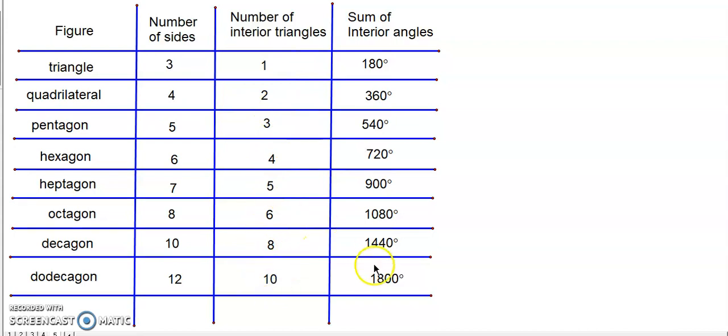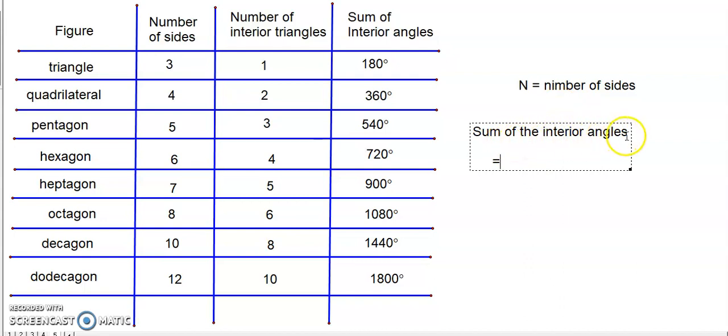So what do we do with this number of triangles? Well, each triangle is 180, so we multiply that by 180. So 1 times 180, or 2 times 180, or 3 times 180. So that is our rule. Our rule is going to be n is the number of sides. So if n is the number of sides, then the sum of the interior angles will be the number of sides minus 2, times 180 degrees.